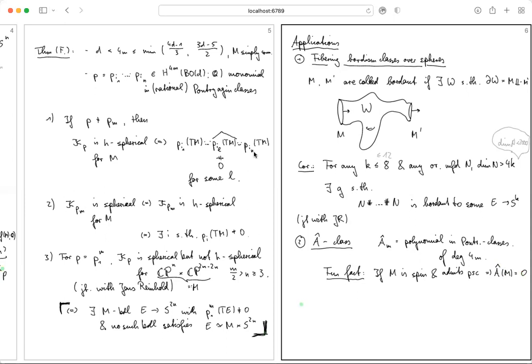Okay. And now about the promised corollary. One, if my manifold M is as in part 2 of the theorem before, so if it is like this over here, so it has some non-vanishing rational Pontryagin class, then Kappa A hat M is spherical.